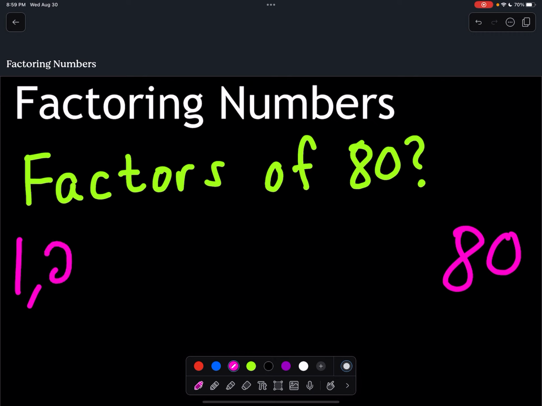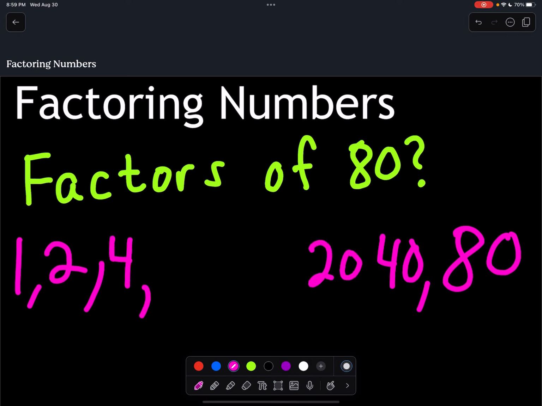Go up by 1. 2. Does 2 go into 80? You bet, because 2 times 40 is 80. Then you do 3. Oops, 3 doesn't go into 80 evenly, but 4 does. 4 times 20 makes 80. Now, since it ends in a 0, 5 is going to go in it. That's 5 times 16.